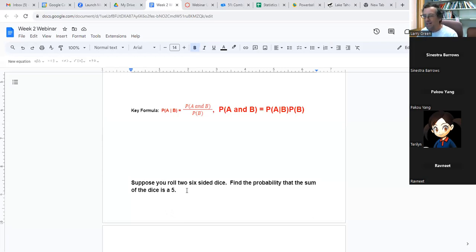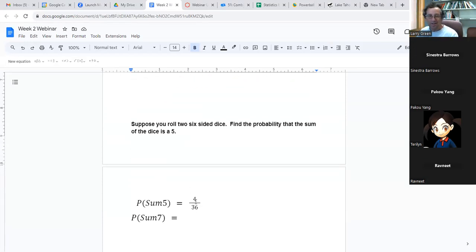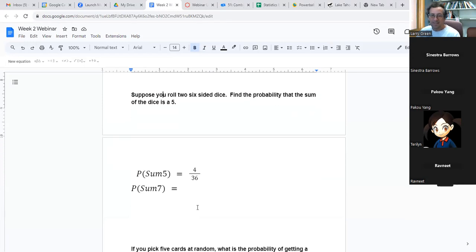Okay, you can kind of look at it that way. 6 where the first is a 1, 6 where the first is a 2. That's what I meant, etc. So the probability of a sum of 5 is 4 out of 36. Any questions on that? Easy enough?